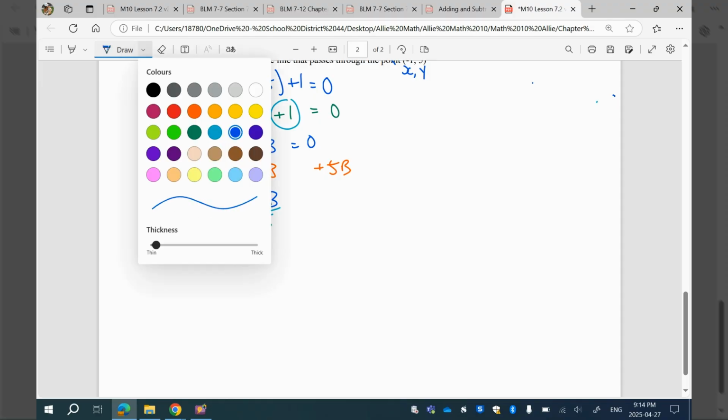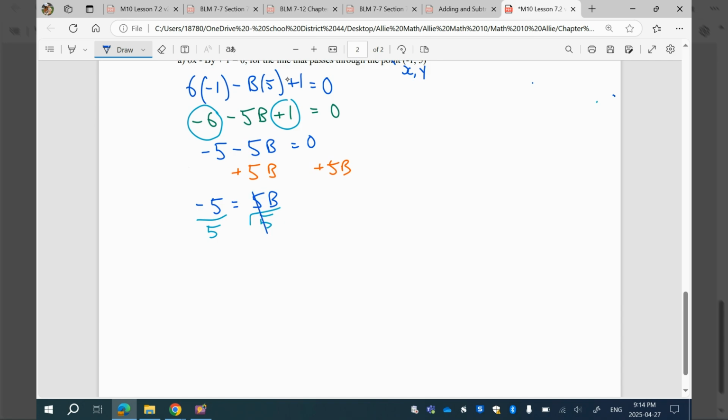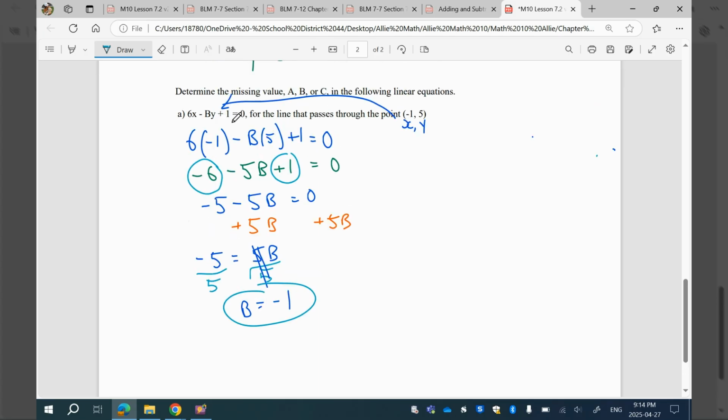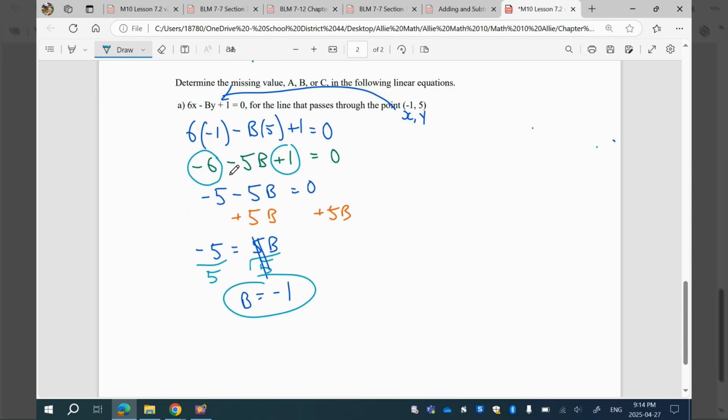And we're left with b. This becomes 1. So b equals negative 5 divided by 5, which is negative 1. So there you go. That's the missing value of b.